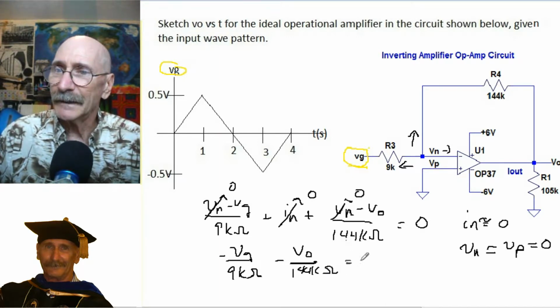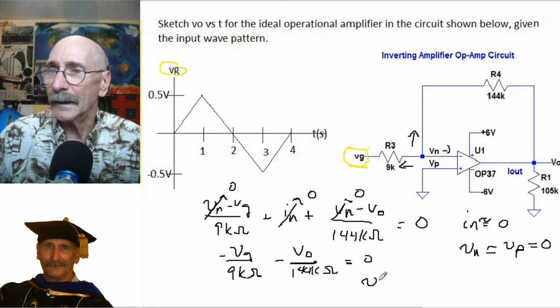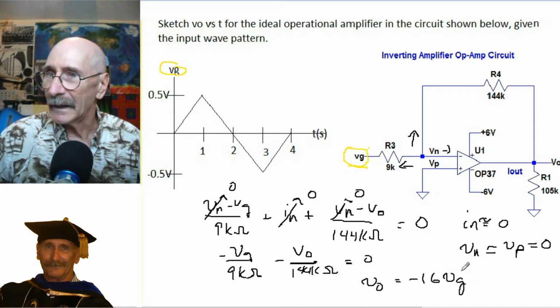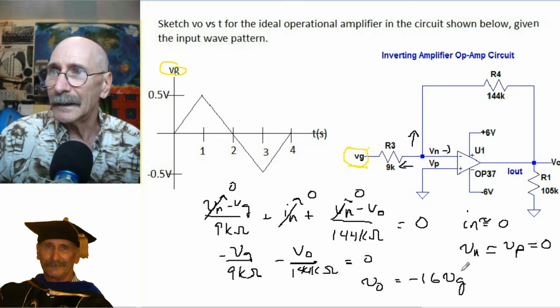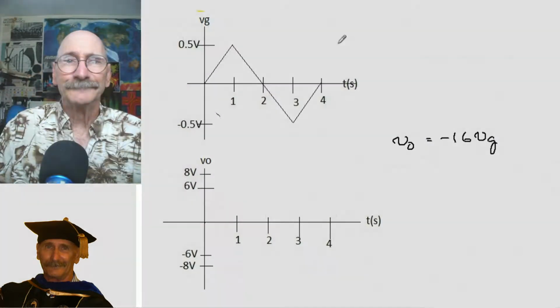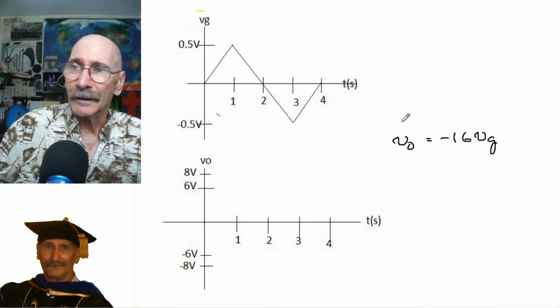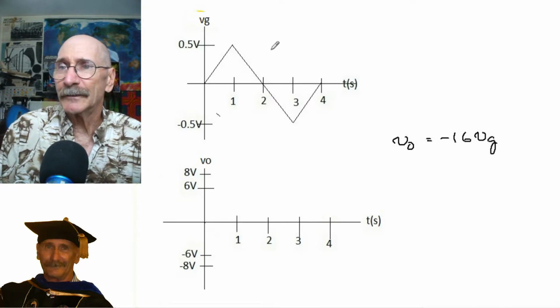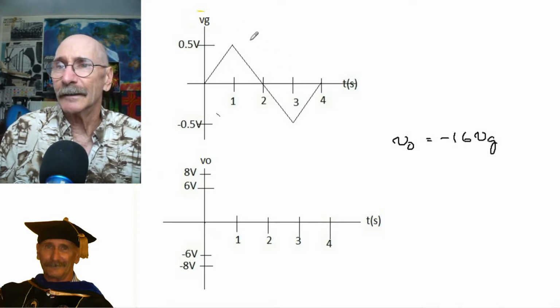If you solve this for V out, you get V out equals minus 16 Vg. I'm going to leave that little bit of algebra to you. The next thing is to plot our output. Once we have our function that defines V out with respect to Vg, we can translate between these two waveforms.